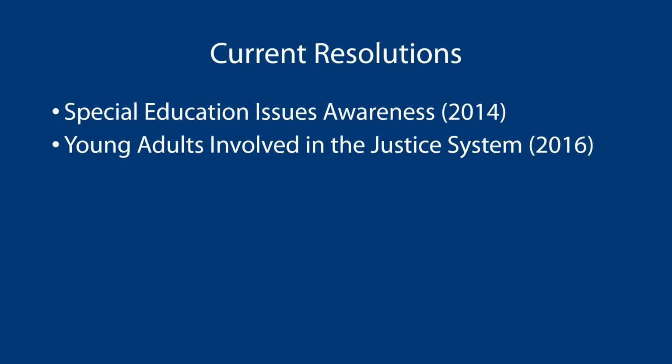The most recent resolution is for young adults involved in the justice system from 2016. With this resolution, we've been directed to create a committee to study the issue of treatment of young adults aged 18 to 21 in the justice system and whether, based on the research surrounding brain development and other factors, they should be included in the juvenile justice system, or in another category separate from adults, or remain in the adult category based on the research. We'll be presenting a committee report at the 2017 convention.